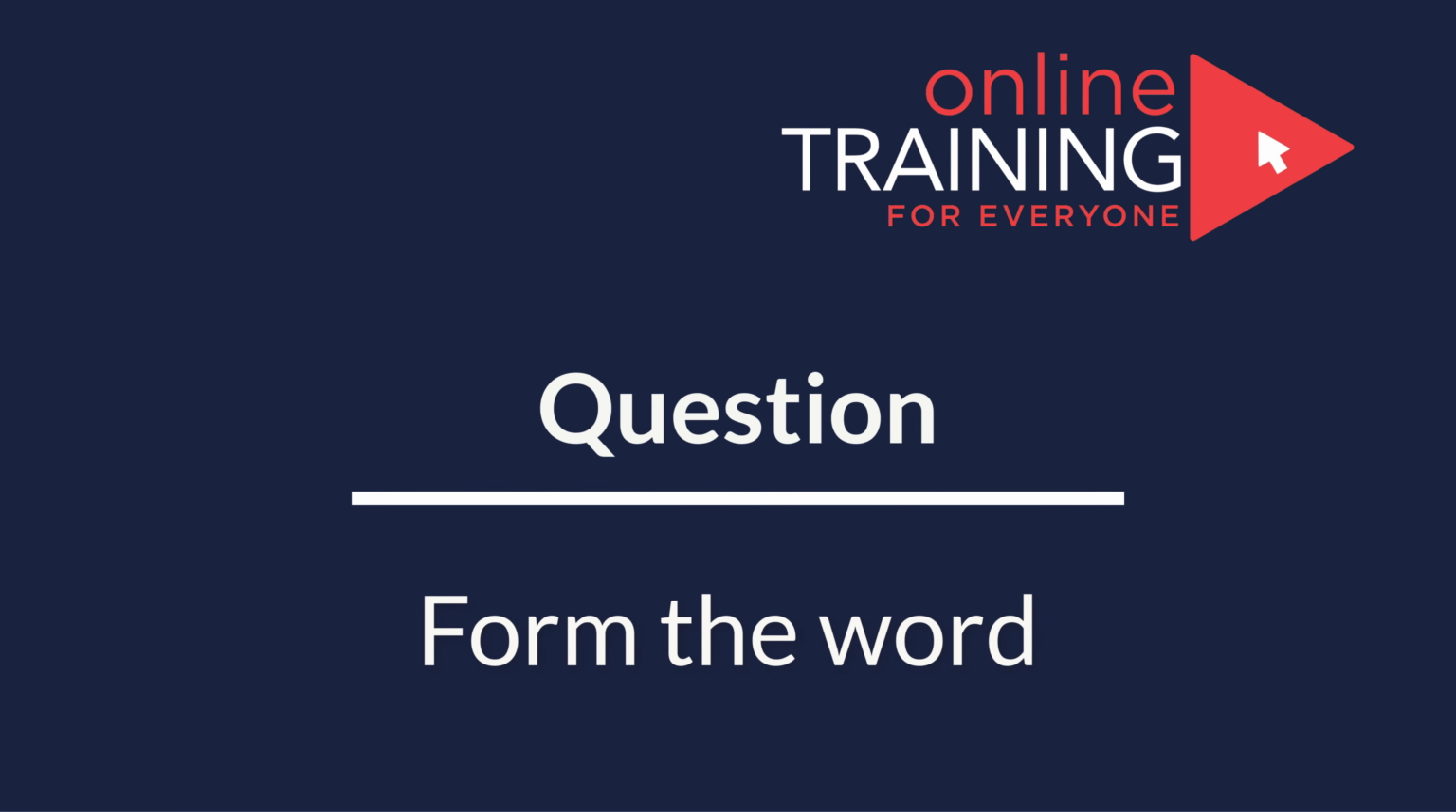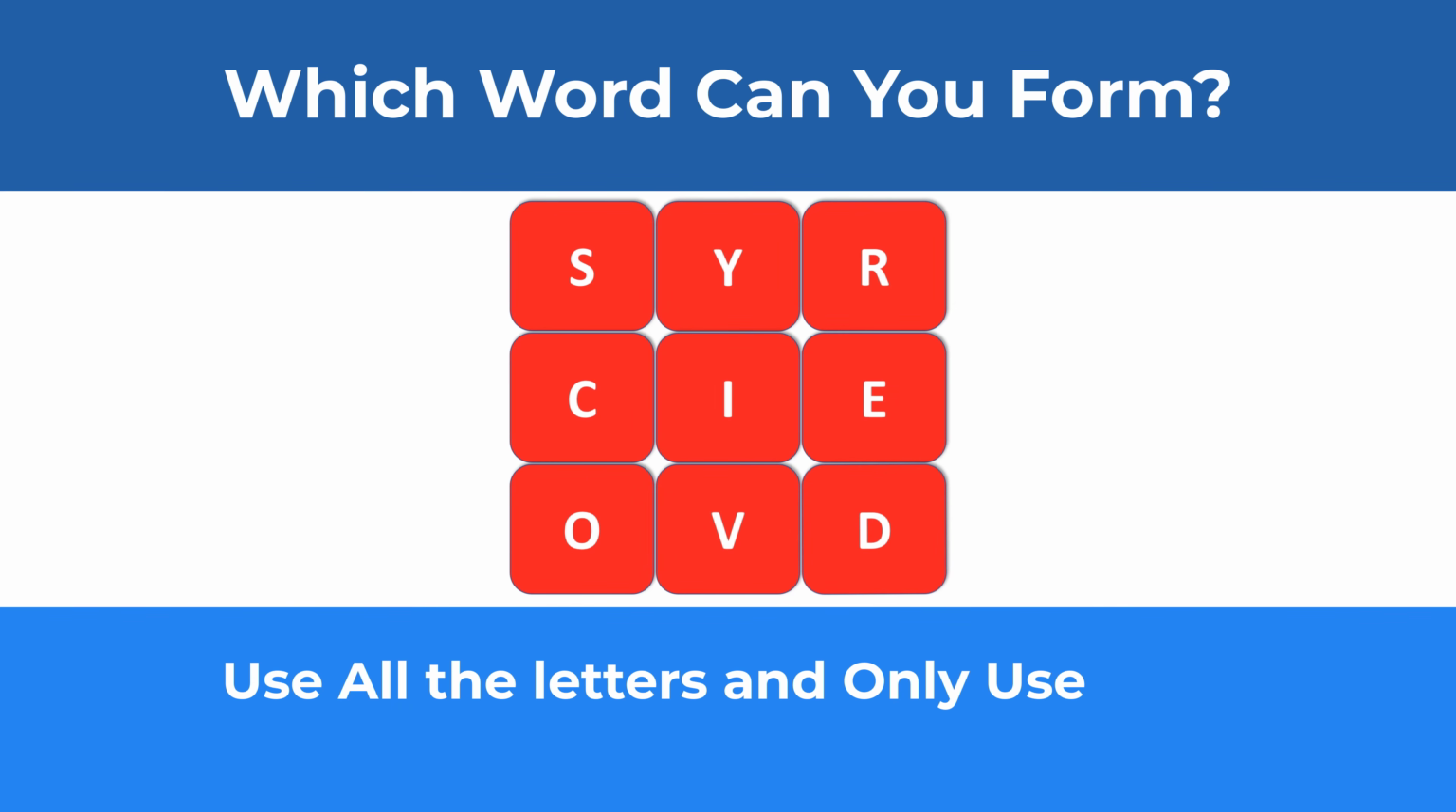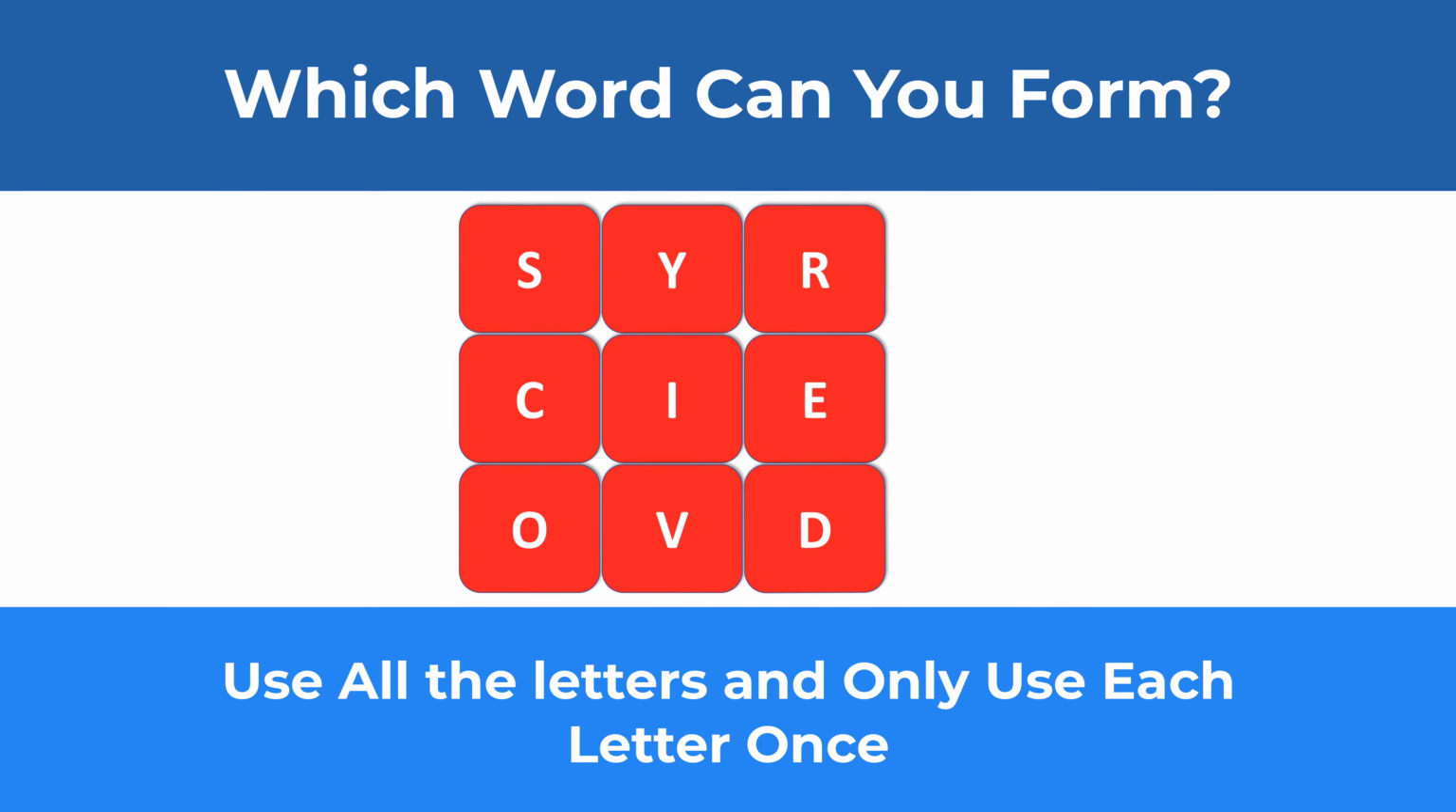Let's look at the interesting question where you need to form the word. And you need to use all the letters and only use each letter once. You're presented with 9 letters. Those 9 letters are S, Y, R, C, I, and you need to form the word using all the letters. Do you see the solution?